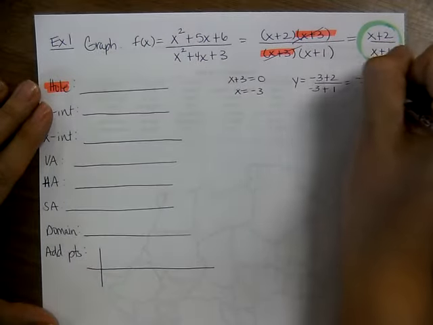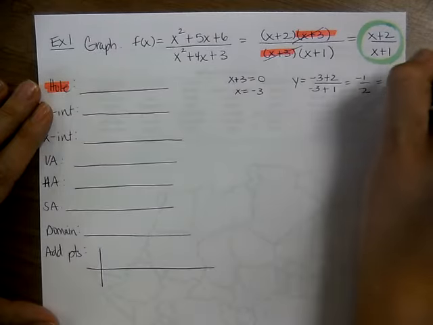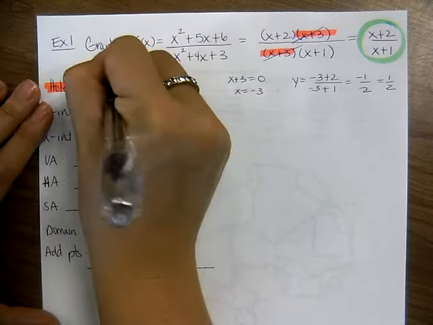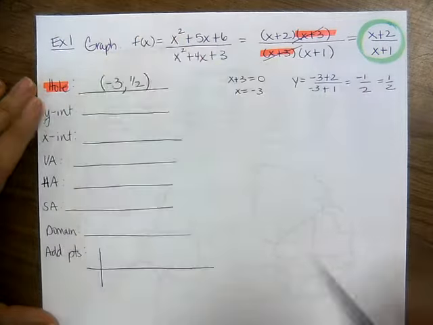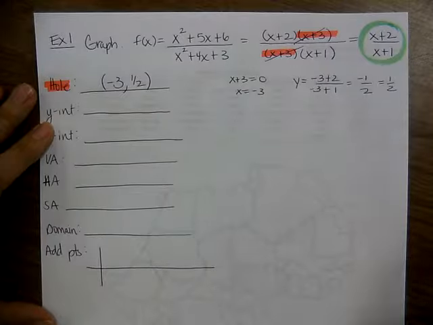So that's going to give me negative 1 over negative 2, or positive 1/2. So now my hole is located at (-3, 1/2). And I need to remember that on my graph, when I plot it, it's going to be an open circle, okay? Because this is a point on the graph that's undefined. If x equals -3, this becomes undefined, okay?